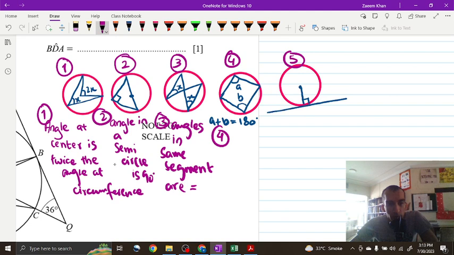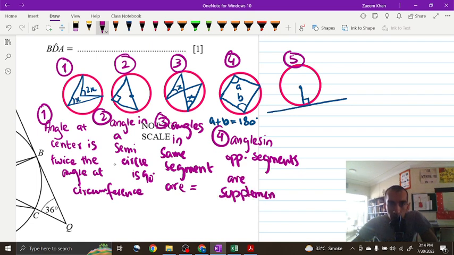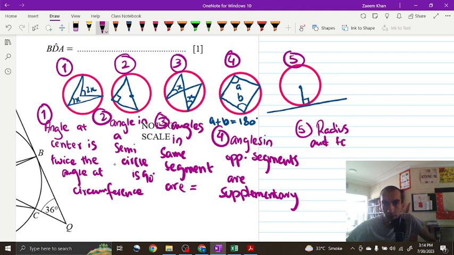What's the fourth one and what's the fifth one? The fourth one: angles opposite each other add up to 180. Almost there. Angles in opposite segments add up to 180, or we can call them supplementary. Fifth: radius and tangent meet at 90 degrees.